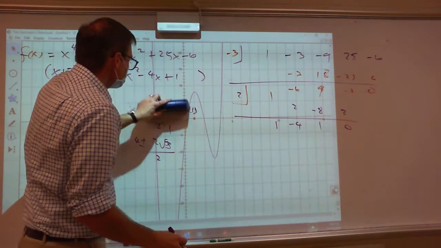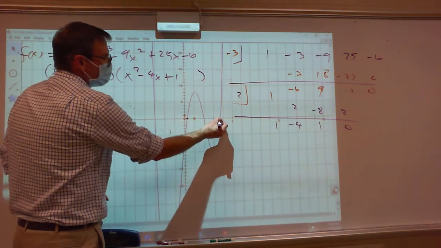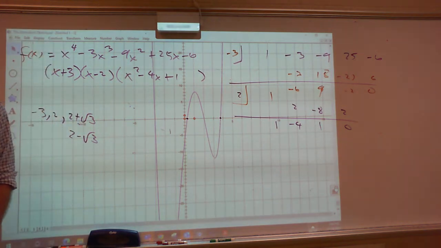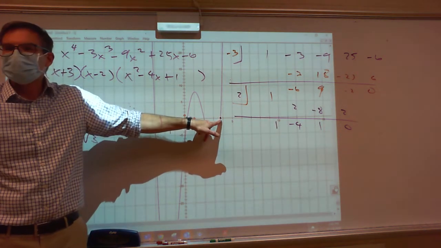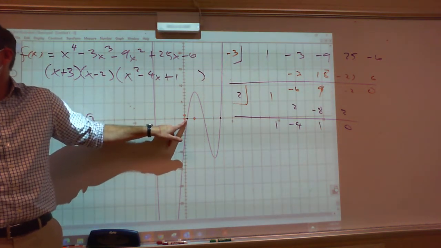Now I want to try to connect this to the picture. And remember, these are the two dots that we didn't know quite where they were? I'm betting this one is 2 plus the square root of 3, and this one's 2 minus the square root of 3.